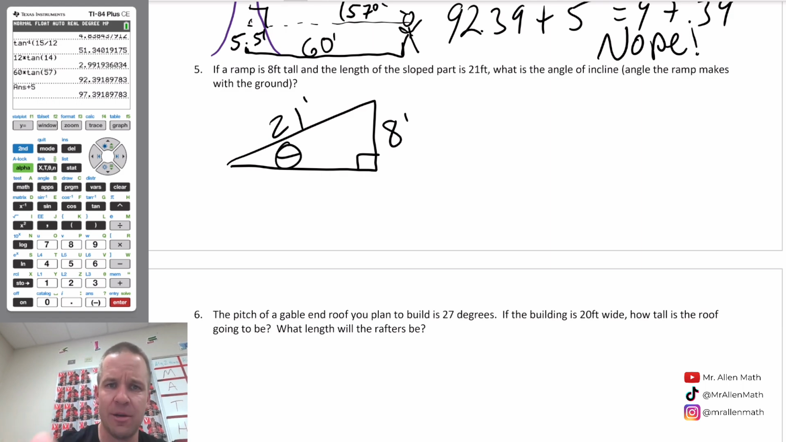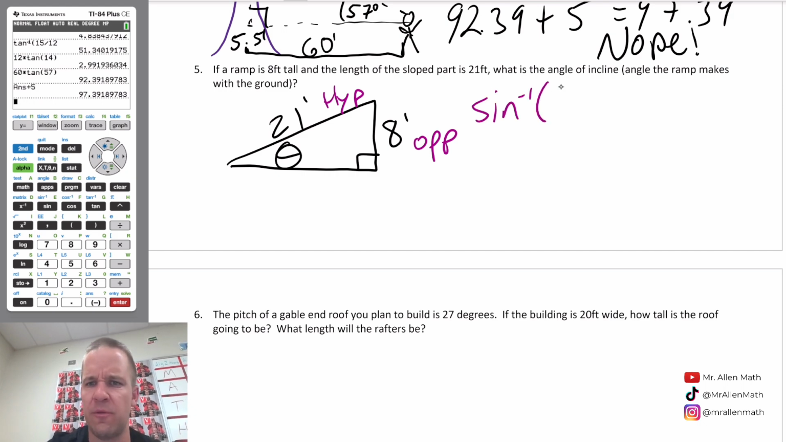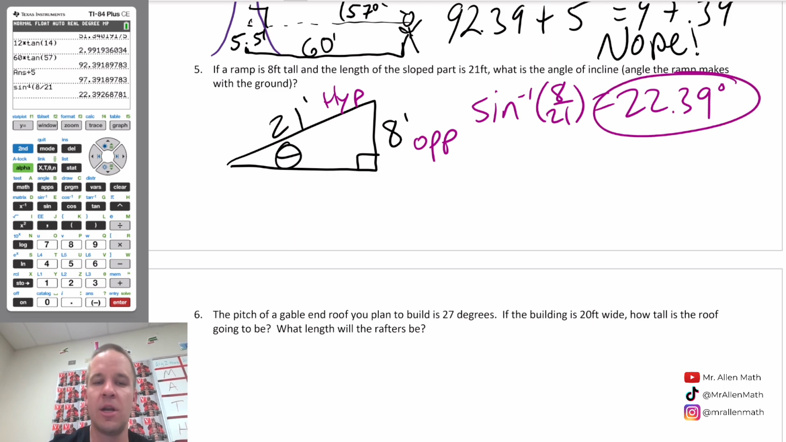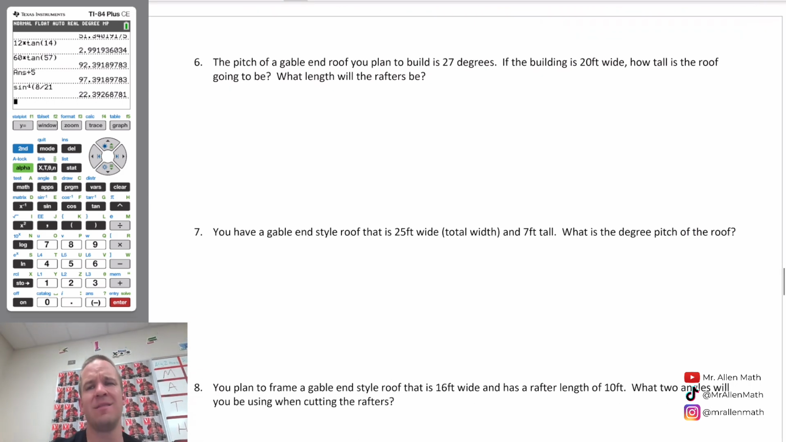Well, what sides do I have? I have the opposite and I have the hypotenuse. So what uses opposite and hypotenuse? Sine, so sine inverse of 8 over 21 equals. Sorry, I think the computer froze up for a second there. Let's plug it in the calculator. So second sine, and then 8 divided by 21. It's 22.39 degrees. Nice. No big deal. I love solving for angles, man. It's always easy to solve for angles.